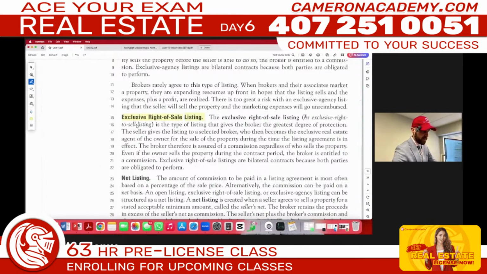You see that here? It gives the agency the exclusive right to sell. I highlighted some parentheses. That means it has the greatest degree of protection for the brokerage. Do you see that? Greatest degree of protection? And if you look on line 19, the broker therefore is assured a commission regardless of who sells the property. If the seller finds a buyer before you, it doesn't matter. You still earn a commission, and you're thinking, okay, well, that might not be right.